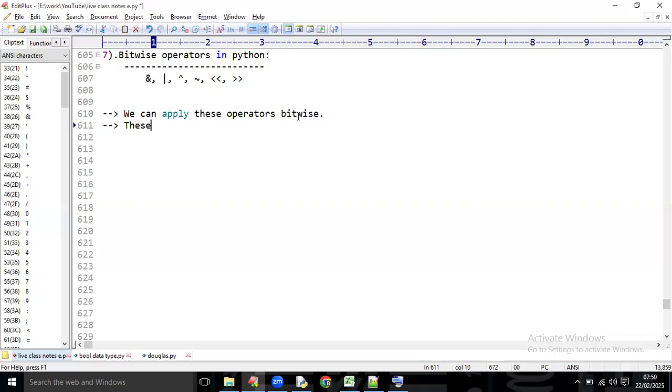These operators are applicable only for integer and boolean types. Int means integer and bool means boolean. So integer means numbers and bool means true or false, like that. Next, what are the rules for these bitwise operators?